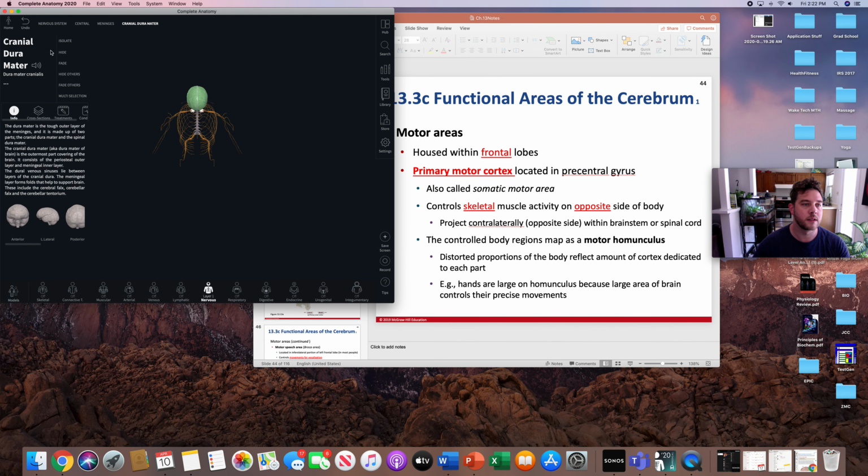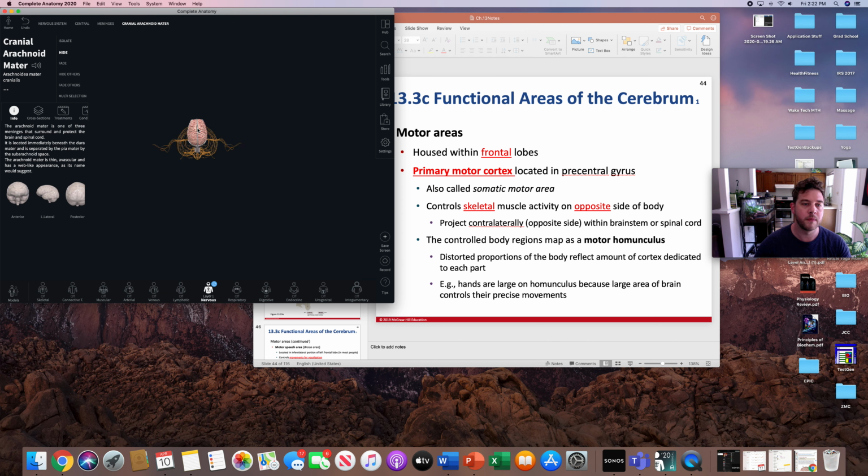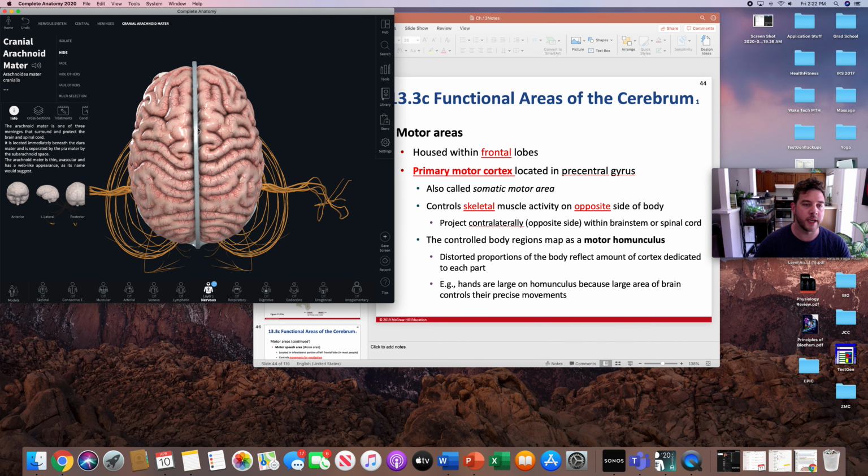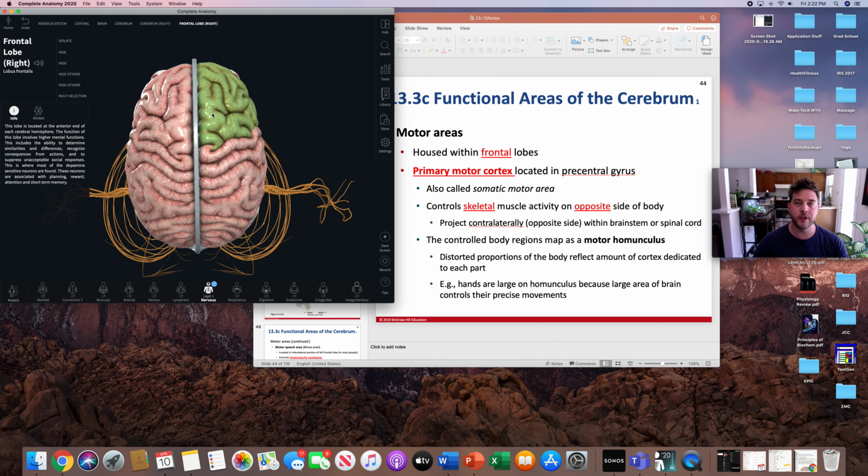Okay, so just to go ahead and hop on this before we get too far ahead, let's make sure we know what we're talking about. Okay, spin around. So looking down at the brain, you can see here is your frontal lobe. Just behind the frontal lobe is going to be the precentral gyrus. Then you have your central sulcus, and then your postcentral gyrus, which leads to the parietal lobe.